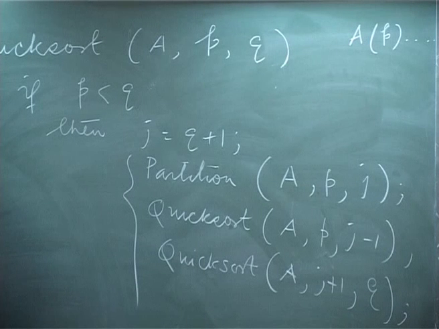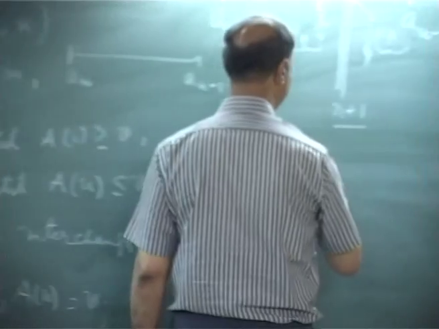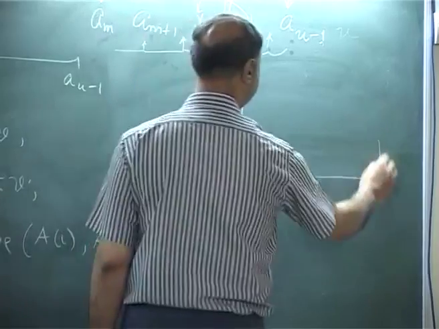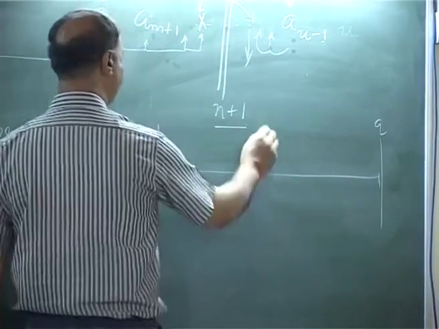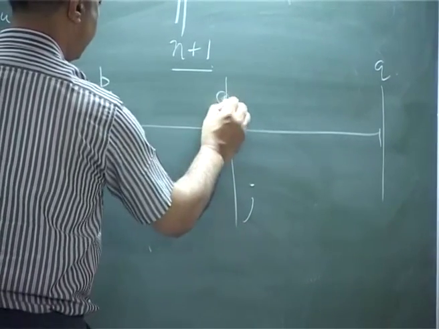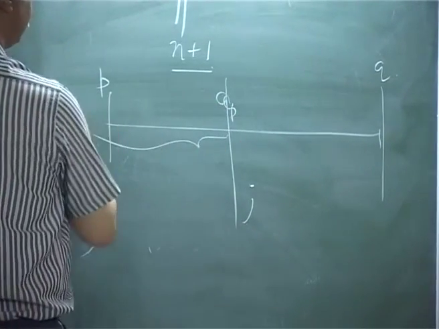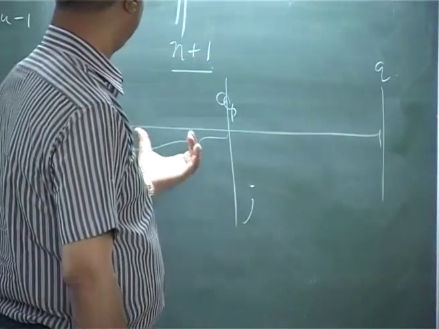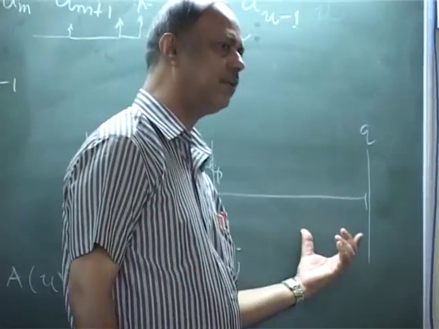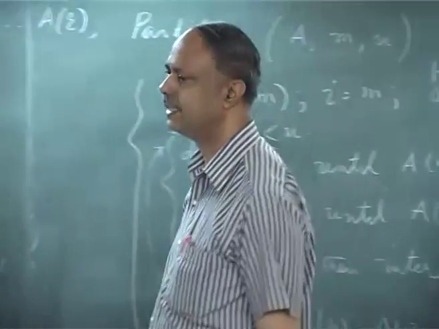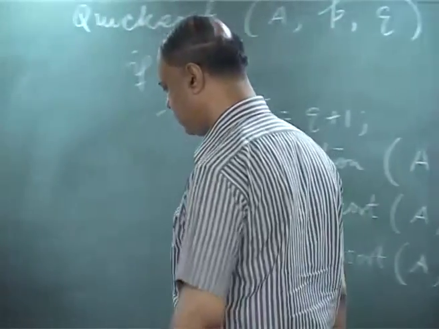So the idea is very simple. This is P and this is Q. I get a J, A[P] moves here, all these elements are smaller than A[P], all these elements are larger. Recursively I call quicksort of this part, recursively I call quicksort of this part, and as long as P is less than Q, we do these operations.